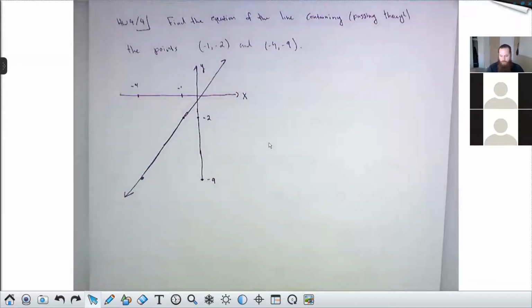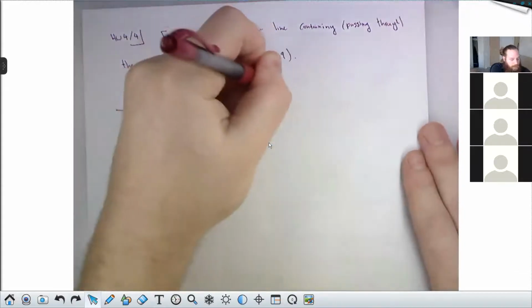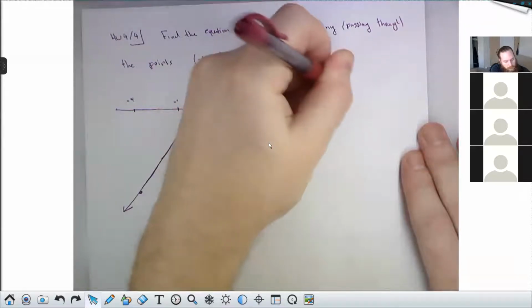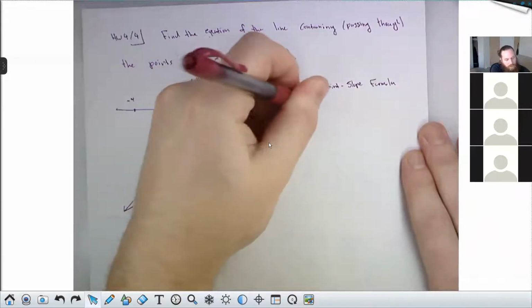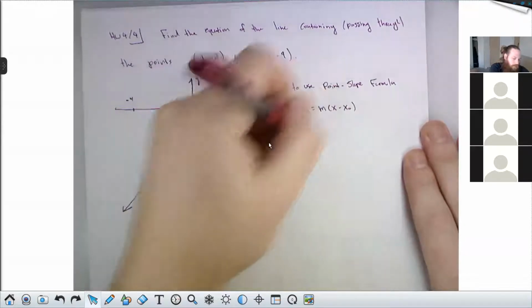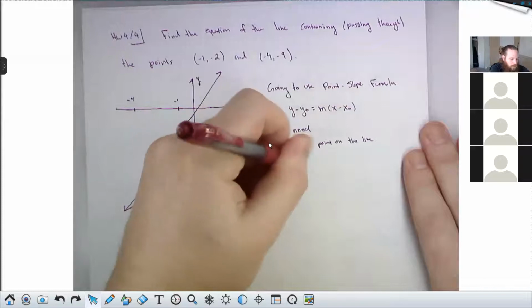Does anybody remember how we do this? It was a good little refresher, right? Because this is something we've done in class previously. Definitely an important skill. We have to find the slope. Very good, right? We need two things to find the equation of any line. We need the slope, and we need a point on the line. So strategically, if I'm planning ahead, I'm going to use the point-slope formula, which is y minus y0 equals m times x minus x0. So I need 1, a point on the line, and 2, the slope of the line.